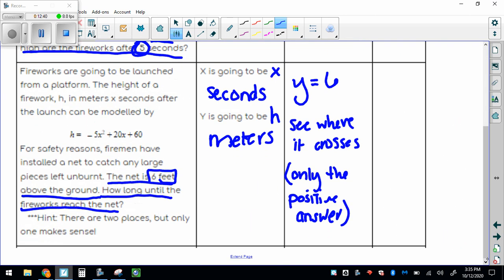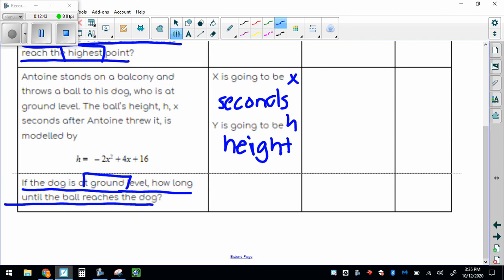It's the one on the right because that's going to be the positive one. So this is looking for a root. And since it asks me how long, that is a time question. So it wants the x value. And anytime we do roots, it's the one on the right.